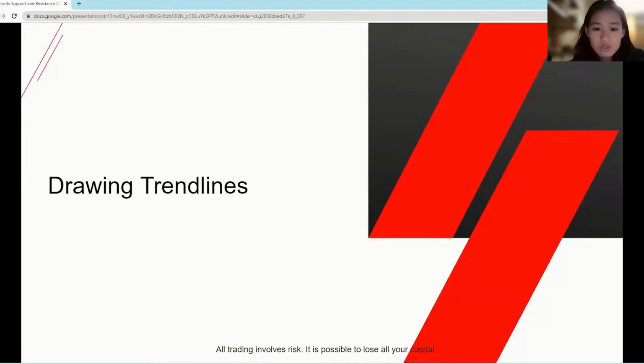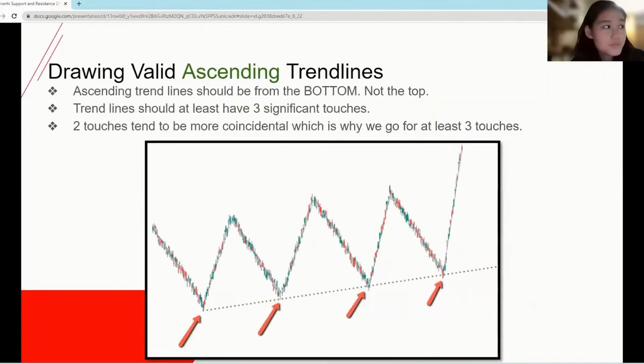So we're going to start off with drawing trend lines. So this is how you can draw a valid ascending trend line. Ascending trend lines should be from the bottom and not the top. So trend lines should have at least 3 significant touches. In this example here, I have 4, but 3 is enough. And 2 touches, the reason why we go for 3 is because 2 touches tend to be more coincidental. So we stick to 3.